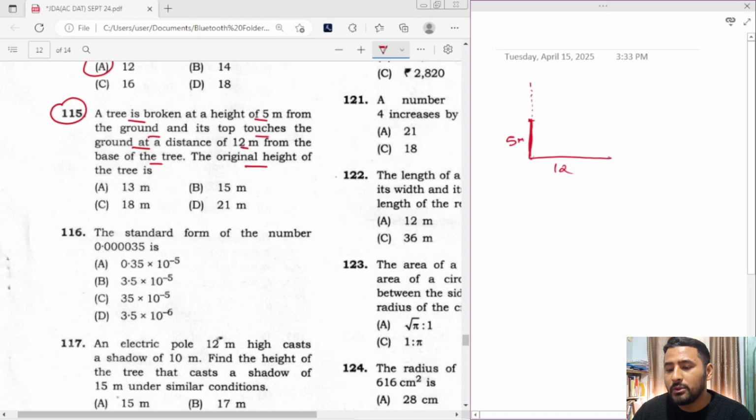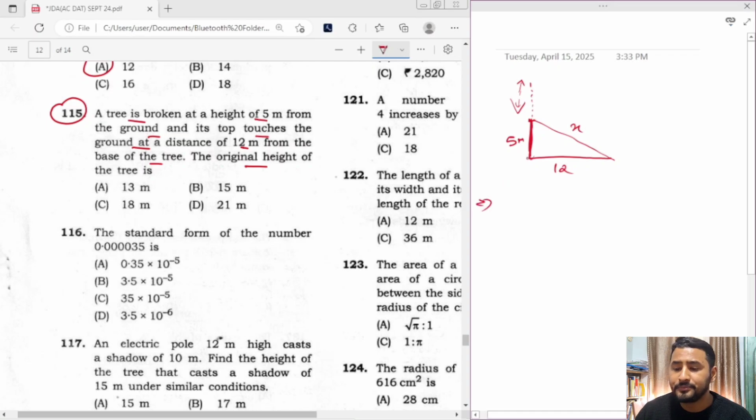So what we can do is make one line which makes a right angle. The original height of the tree, we need to find. To find this, what we can do is find the value of x, the broken part. Because it is broken and fallen like this, once we find this one, we'll get the answer.